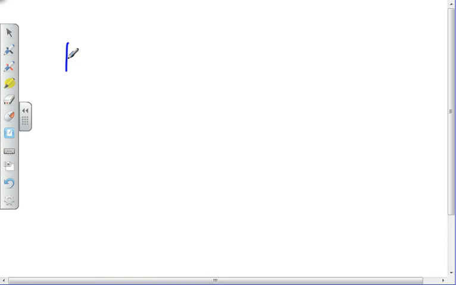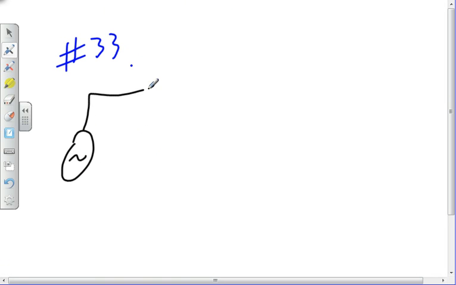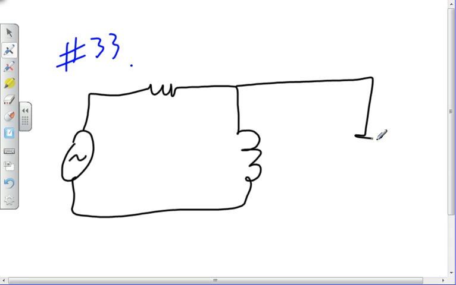So I'm looking at problem number 33, 45A. All right, so I've got this guy sitting here, and I've got a resistor, and I've got an inductor, and I've got another resistor. So, a drawing for that. 10 volts. Is that an RMS voltage? Is that a peak voltage? Is that a peak-to-peak voltage? If it doesn't say anything else, it's RMS.